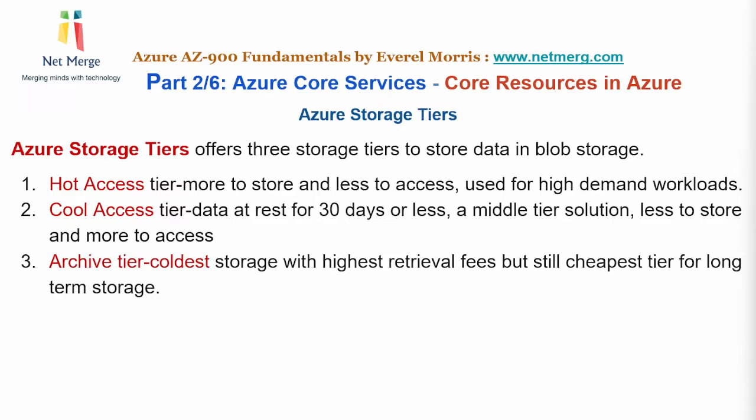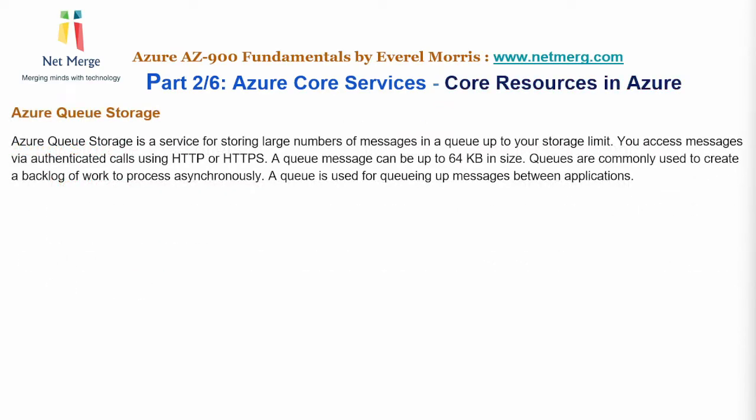The cooler the tier, the more the cost changes around. The cool tier is for data stored for 30 days or more, a middle tier solution. It costs less to store and more to access. The coldest tier, which is the archive tier for long-term storage, has a higher retrieval fee because you have to get those disks spun up and turned on before you use them. So it costs you more to access and it's cheaper to store. You want to understand access tiers, hot, cool, and archive tiers. You want to understand the concept.